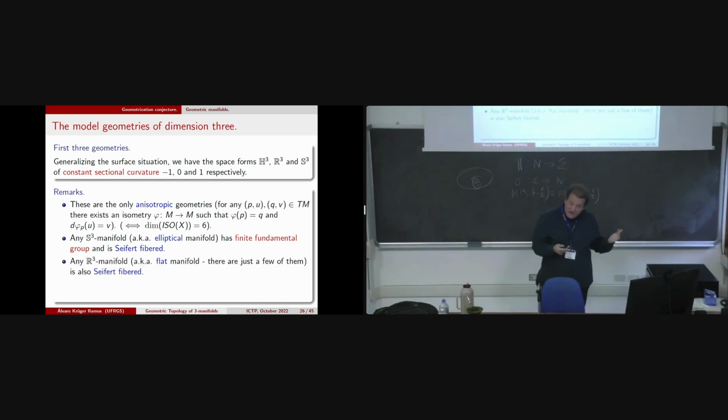Any R3 manifold is a product. Let me rephrase that. R3 is a product, R2 times R, in several directions. And this product structure also has to pass to the quotients of R3, and they are called flat manifolds. I think there are 10 different flat manifolds, and I'm not sure if 10 is orientable or altogether. Any of them are circle fibered. All these manifolds are also going to be circle fibered.